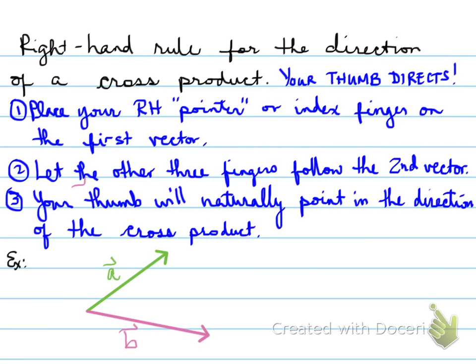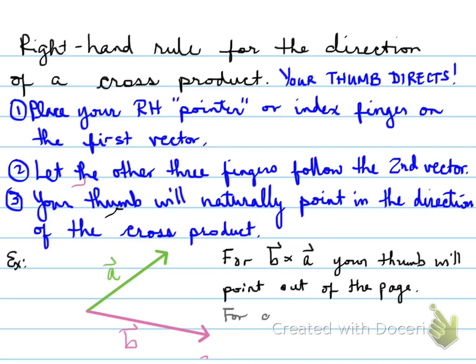So, for example, if you have these 2 vectors here, for B cross A, your thumb will point out of the page. If you have A cross B, your thumb will naturally point into the page. And you can do this by the demo that your teacher will show you.